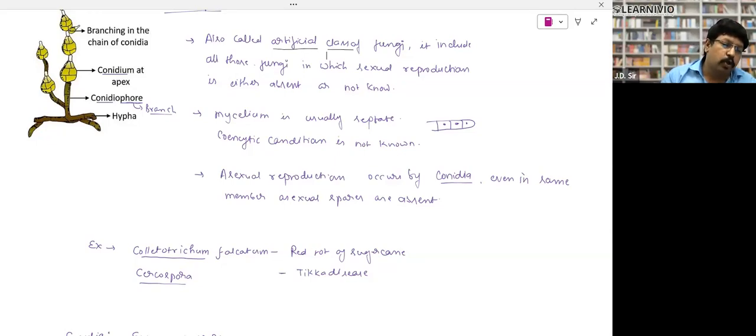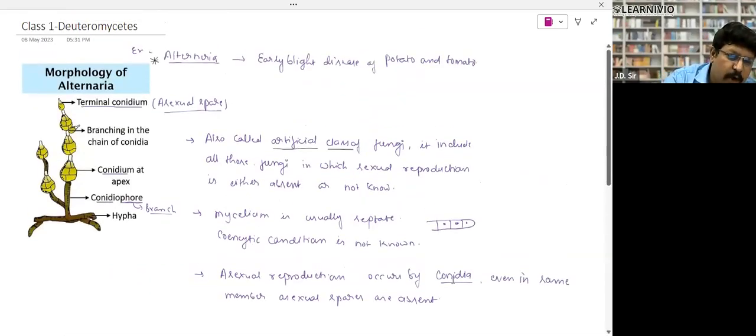Then there are two more examples. Colletotrichum falcatum is responsible for a disease called red rot of sugarcane. You must have seen sometimes when you chew the sugarcane, you see some red spots, blood red spots. These are basically because of this fungus. It causes red rot disease of sugarcane and destroys sugarcane production. Then there is one more fungus, Cercospora, responsible for tikka disease, right? All these three diseases are very important, and you have to remember they belong to deuteromycetes.